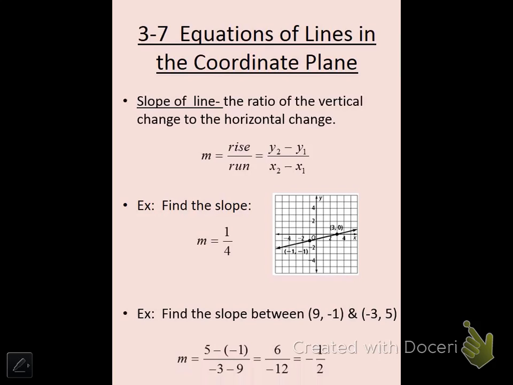Okay, so here's another example. If I was finding the slope between those two, my points would again be x1, y1, x2, y2. So you just do the change, so 5 minus -1 and -3 minus 9, and simplify.